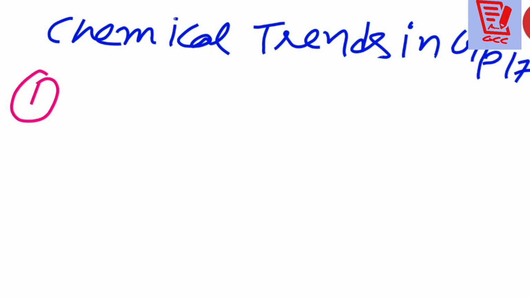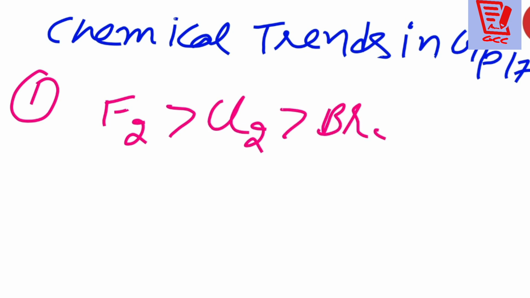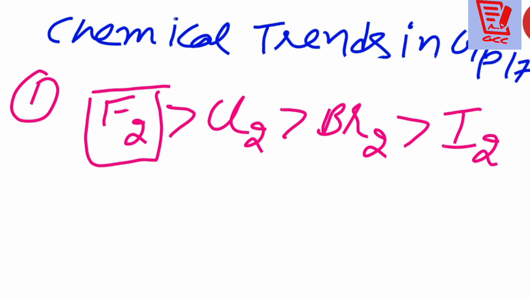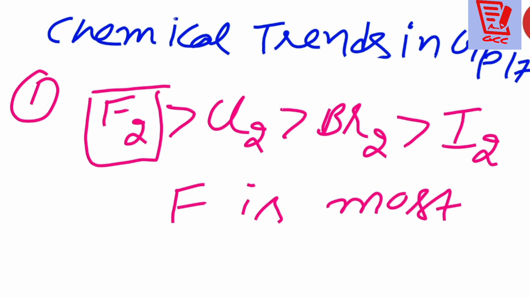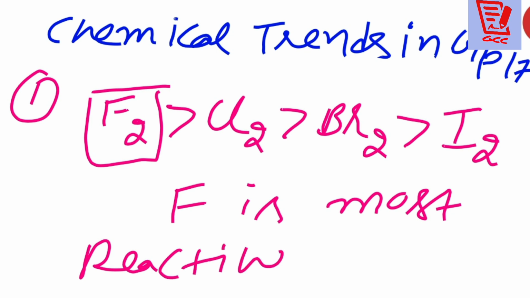Number one, usually we say that the reactivity order will be like this: F2, Cl2, then Br2, then I2. Okay, and usually we say that fluorine is the most reactive element, the most reactive among all the halogens.